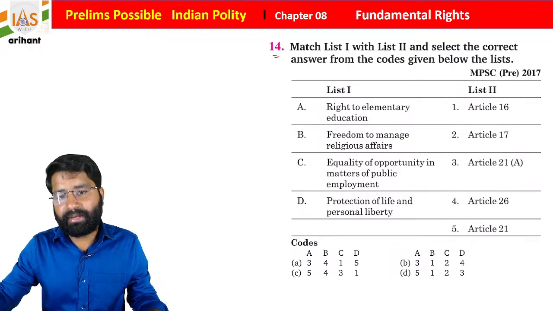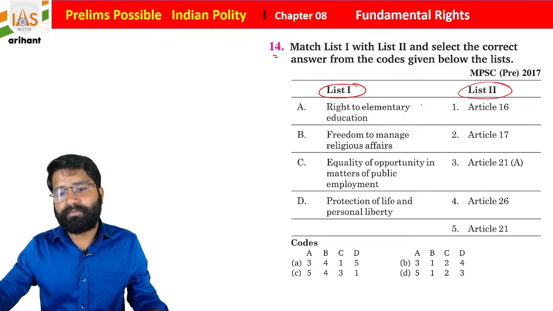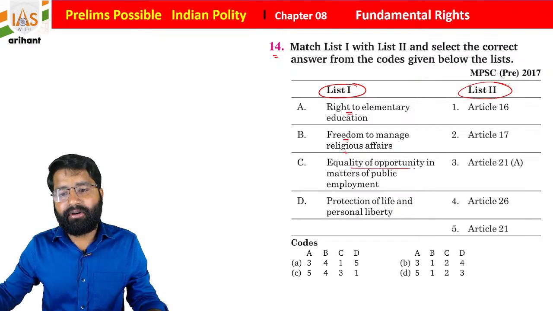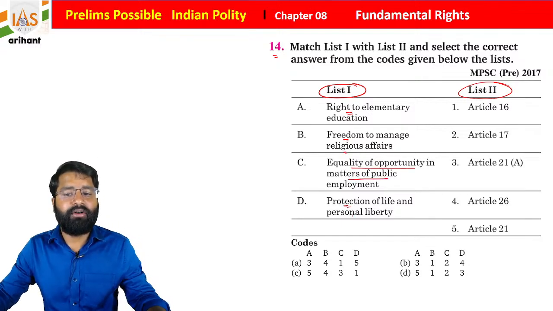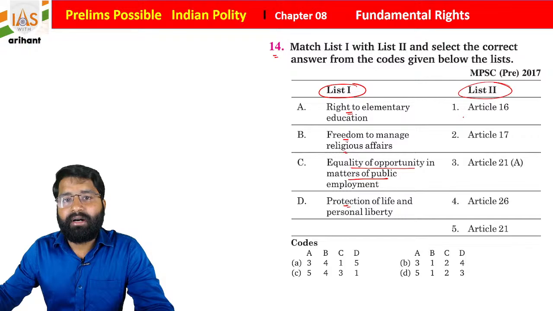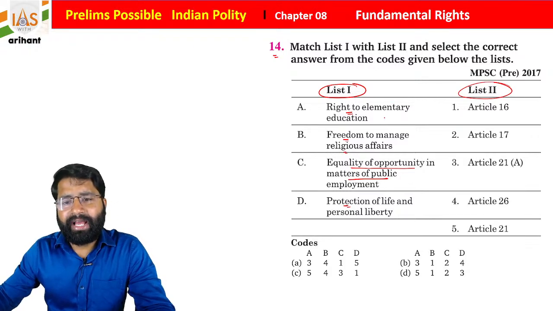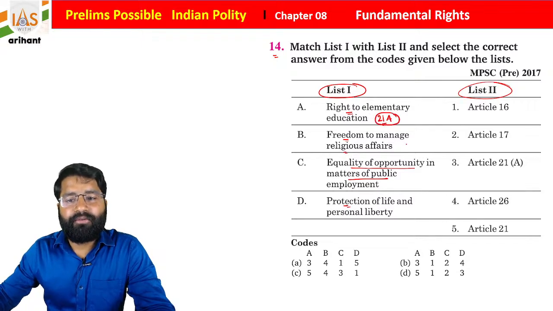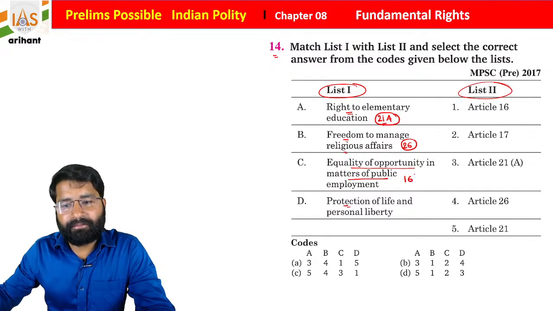Now once again you have to match the following, list 1 with list 2. Right to elementary education, freedom to manage religious affairs, equality of opportunity in the matter of public employment, and protection of life and personal liberties. And on the other side, there are 5 statements, 5 in the list. So the elementary education concept is under Article 21A, students. Freedom to manage religious affairs is under Article 26, we already discussed that. Equality of opportunity in the matter of public employment is Article 16, protection of life and personal liberties is Article 21.